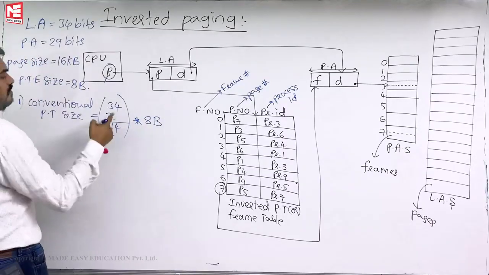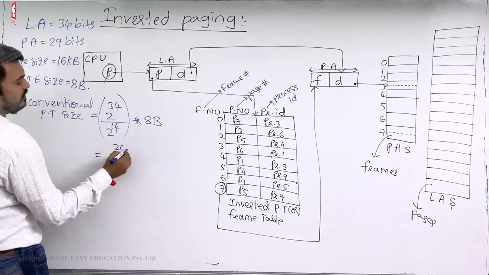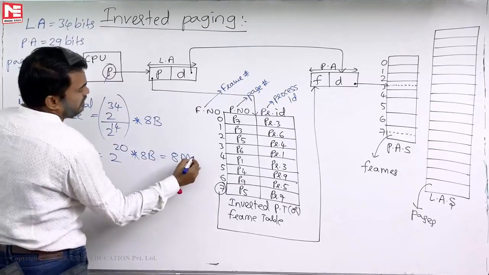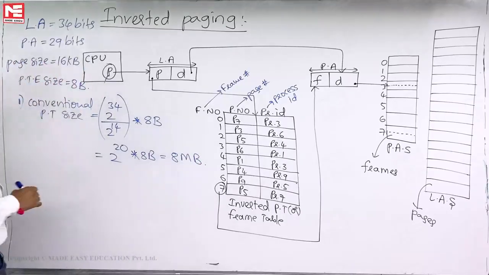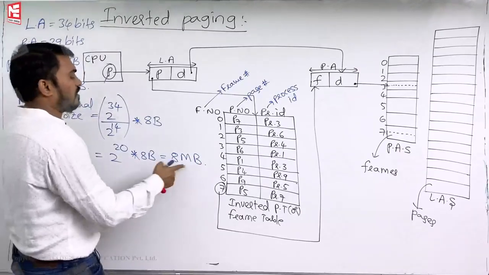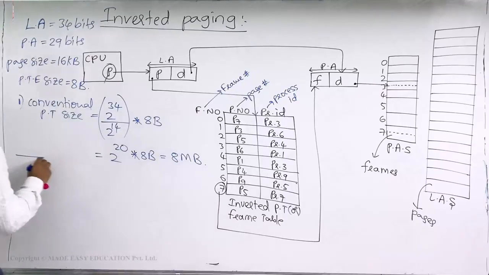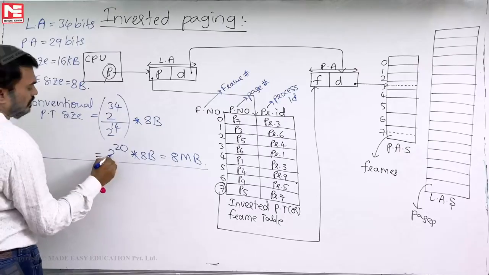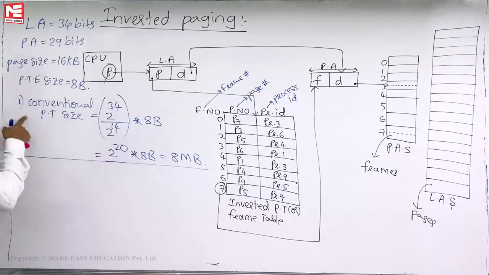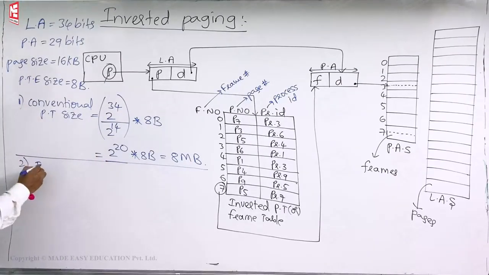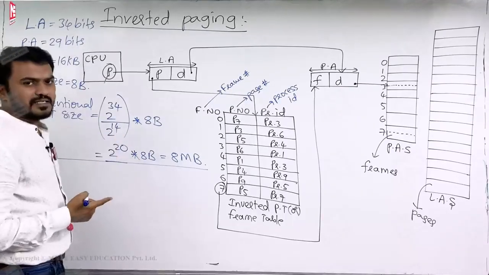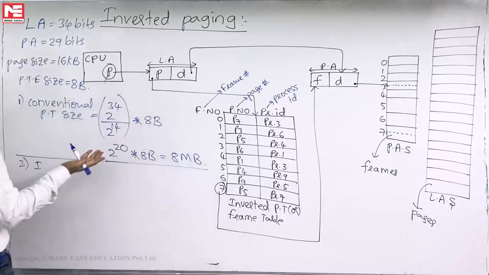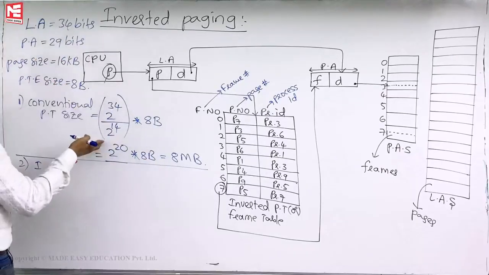So how much is this in total? 2 power 20 multiplied with 8 bytes. That is 8 megabytes. So that is question number 1. Next, question number 2. This is simple, it is yesterday's class itself. Number of entries multiplied with entry size. The number of entries is the same as the number of pages, so the LAS divided by the page size. Did everyone understand?